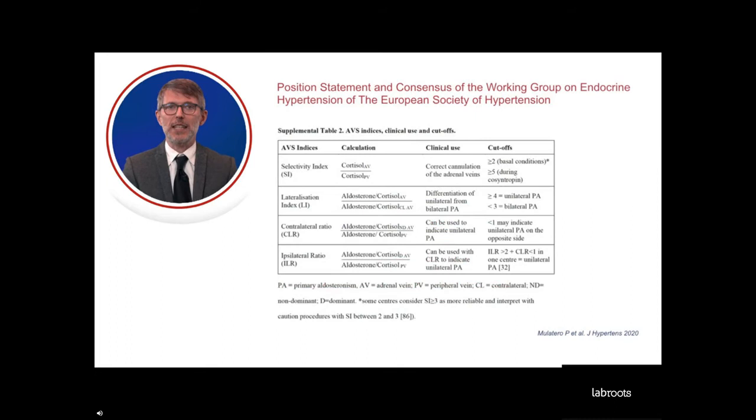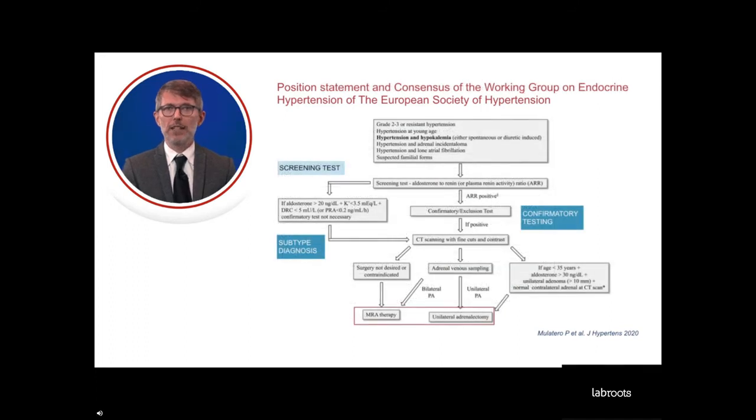For adrenal vein sampling, we use different indices, both to demonstrate the correct cannulation of the adrenal vein and also to show that aldosterone secretion is unilateral or bilateral. I won't go into detail because this is a highly specialized evaluation. When we have the final diagnosis, we should either treat the patient with mineralocorticoid receptor antagonist or perform adrenalectomy.